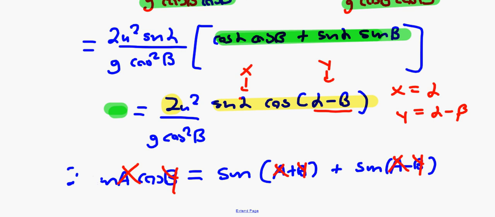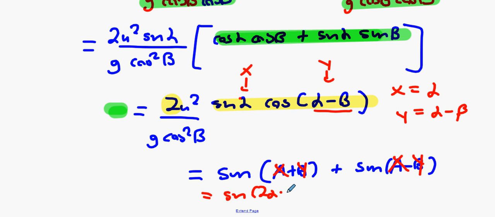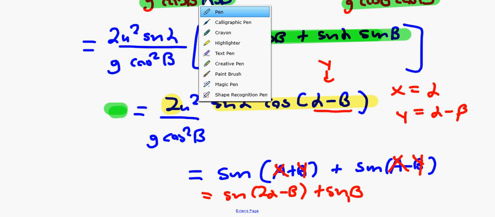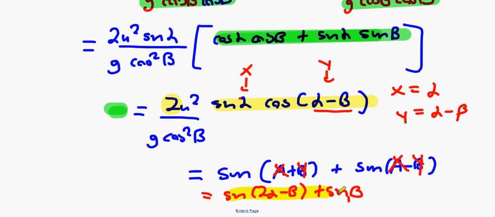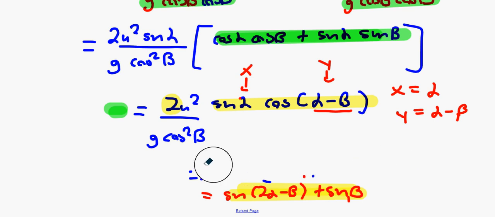So the first one is add the angles together. So what happens when you add the two angles together? Sine 2 alpha minus beta. And what happens when you take the two angles away from each other? What's alpha take away alpha minus beta? Just beta. Is that exactly what we were looking for? It is, isn't it? So this yellow part here has been exchanged for this yellow part here. Direct exchange. Slot it into your answer.